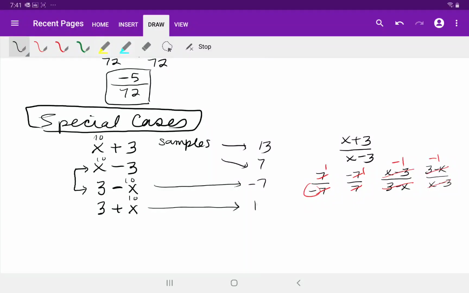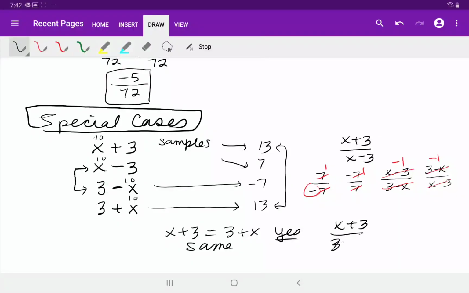Now let's look at 3 plus x. So if x is 10, you get 13. Now wait a minute. Is x plus 3 the same as 3 plus x? Yeah, that's the same, right? So what if you have an x plus 3 at the top and a 3 plus x at the bottom? I'm going to say, well, change the bottom one around. And then they do cancel and leave you with 1.